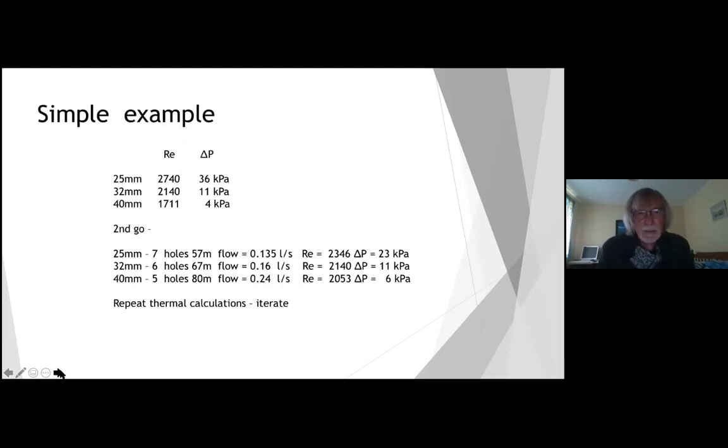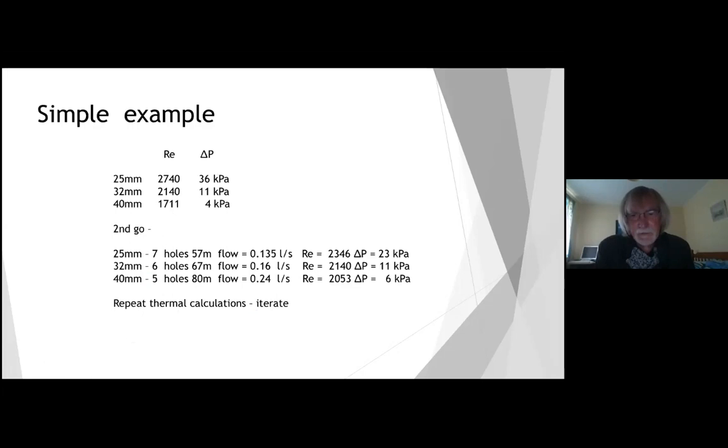So those are the numbers we've come up with in the first stab at this, and here we're going to have a second go. So we've now changed. We've got to end up with approximately the same total borehole meterage. So in 25 mil, we now change this to 7 holes from the 6, which will be 57 meters deep. The flow rate will have changed in each U-tube because we now have 7 holes, not 6.